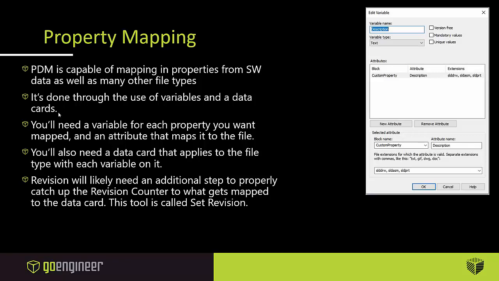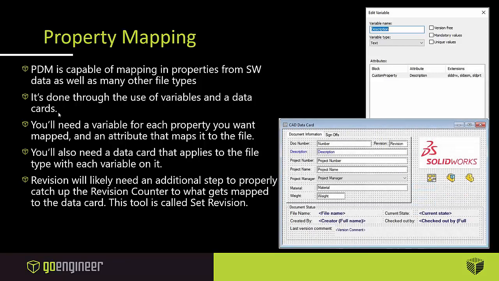All of these variables have to be put onto a data card. So you can have as many data cards in PDM Standard or Pro as you want, and you need a field for every single variable that you want mapped from your data. So the first picture I pulled up is crucial. The variable has to exist. The second key element to this is you have to have a field on a card for it. And you have to have that variable apply to files. So does the card, right?